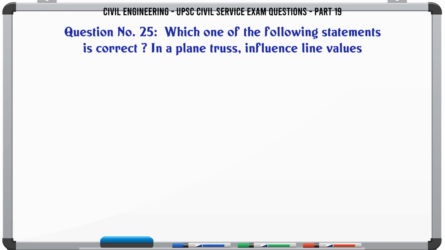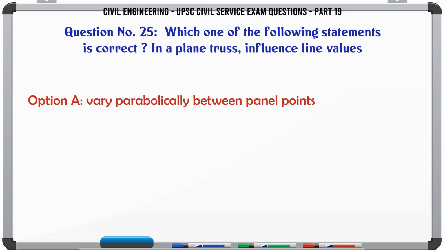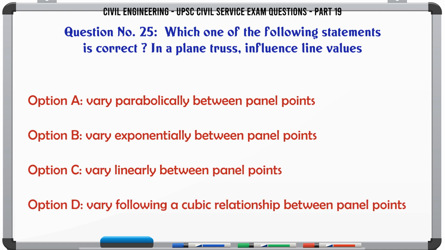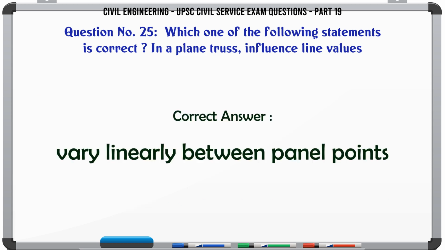Which one of the following statements is correct in a plane truss influence line values? A. Vary parabolically between panel points. B. Vary exponentially between panel points. C. Vary linearly between panel points. D. Vary following a cubic relationship between panel points. The correct answer is vary linearly between panel points.